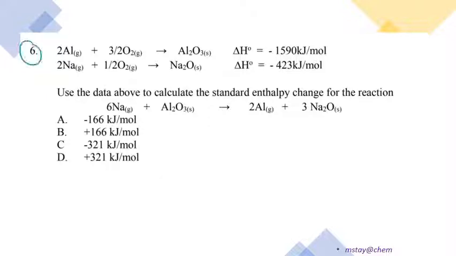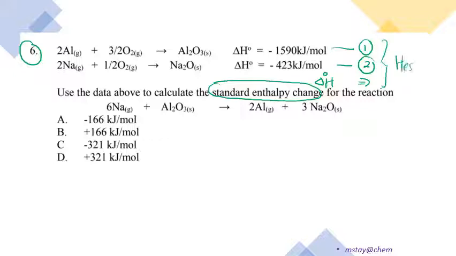Objective question number 6. We are given two thermochemical equations. So let's label them equation 1 and equation 2 first. Use the data above and then calculate the standard enthalpy change for the reaction. When we look at this kind of question with a few thermochemical equations and ask us to look for the standard enthalpy change, basically we have the idea that we are going to apply Hess's law.